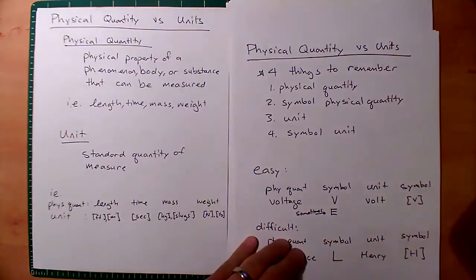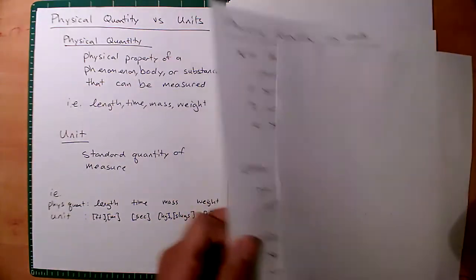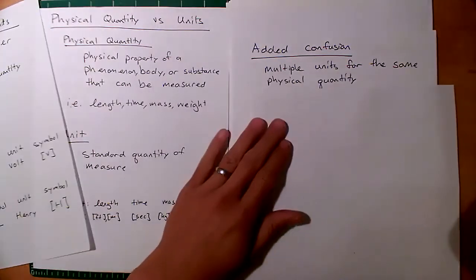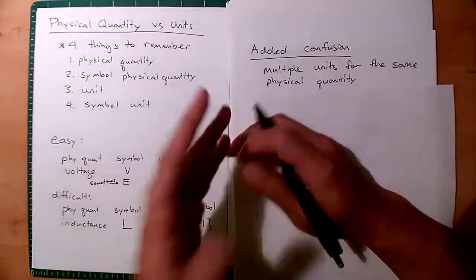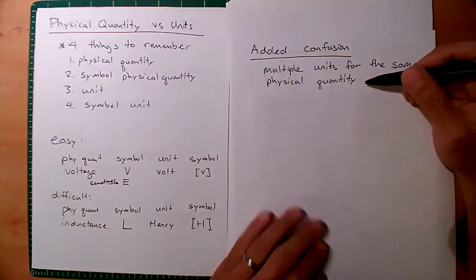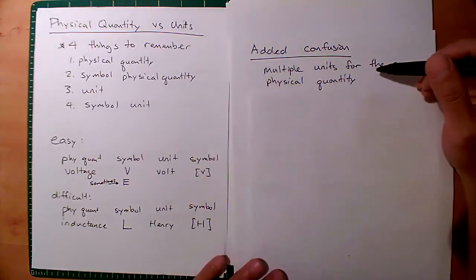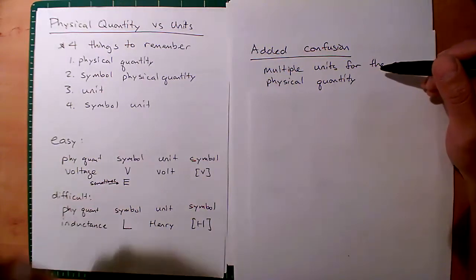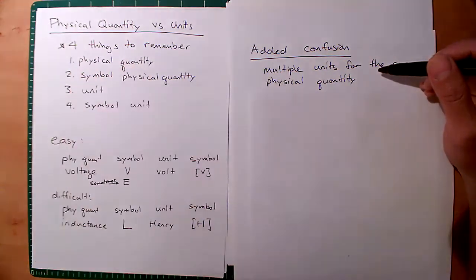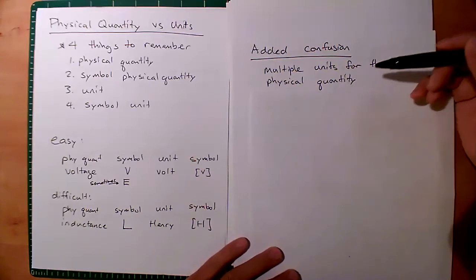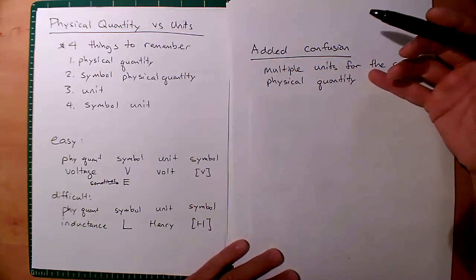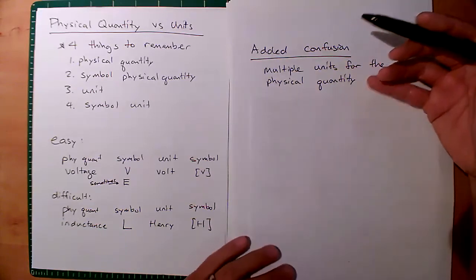Not too bad. All right, let's keep going. Some added confusion is that there are multiple units for the same physical quantity. You saw that here with distance or length, where you had meters and inches, and you have to know that this can be the case. It's just different standards of measurement.